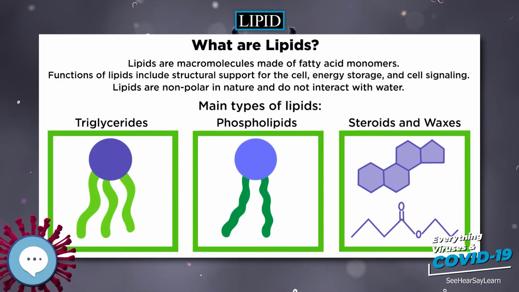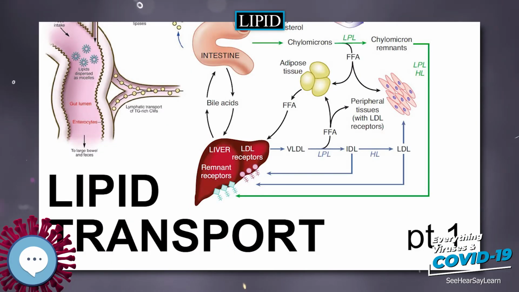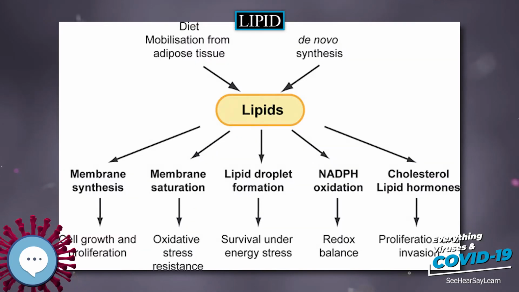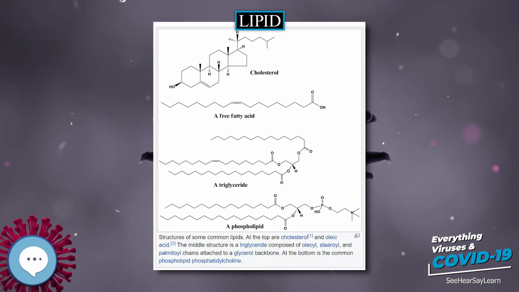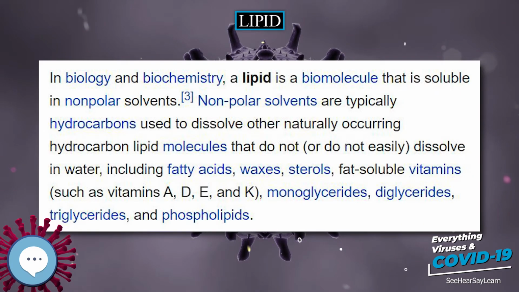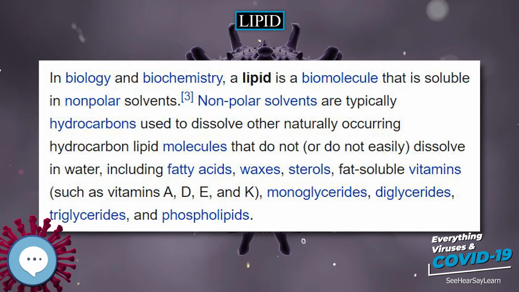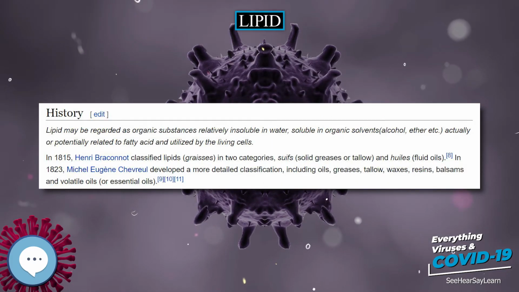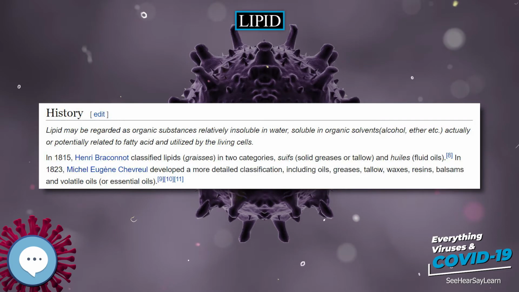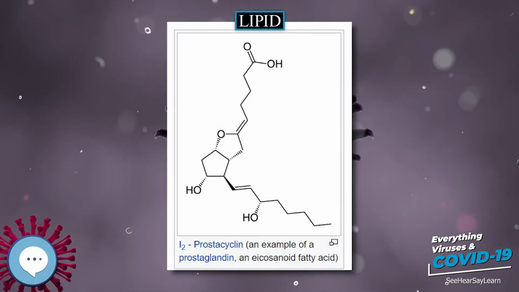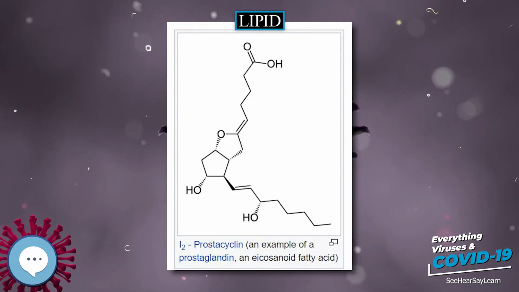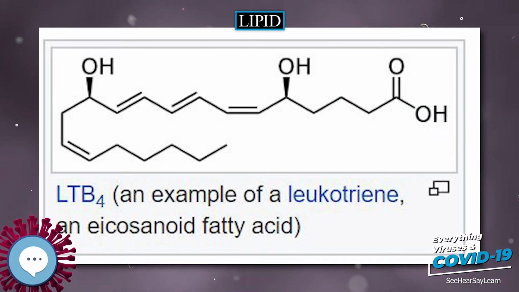Lipid. In biology and biochemistry, a lipid is a biomolecule that is soluble in nonpolar solvents. Nonpolar solvents are typically hydrocarbons used to dissolve other naturally occurring hydrocarbon lipid molecules that do not, or do not easily, dissolve in water, including fatty acids, waxes, sterols, fat-soluble vitamins, such as vitamins A, D, E, and K, monoglycerides, diglycerides, triglycerides, and phospholipids. The functions of lipids include storing energy, signaling, and acting as structural components of cell membranes.